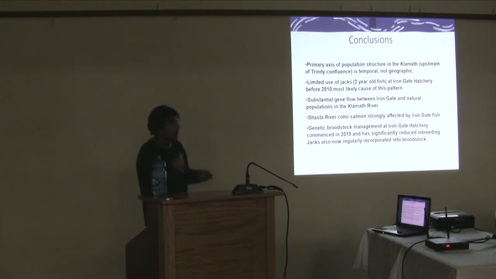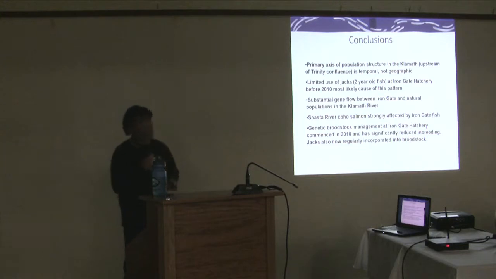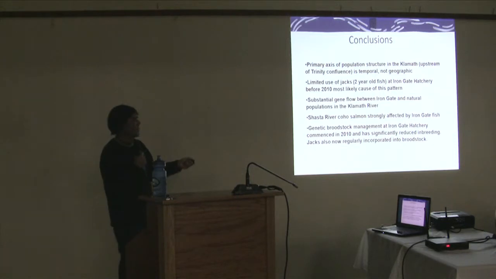So, in conclusion, the primary axis of population structure in the Klamath basin, this is upstream of the Trinity confluence because the populations in the lower basin and the Trinity River are doing their own thing, is temporal and not geographic. And we believe that that is primarily a consequence of many years of restricting jacks for use as broodstock in the Iron Gate hatchery program.